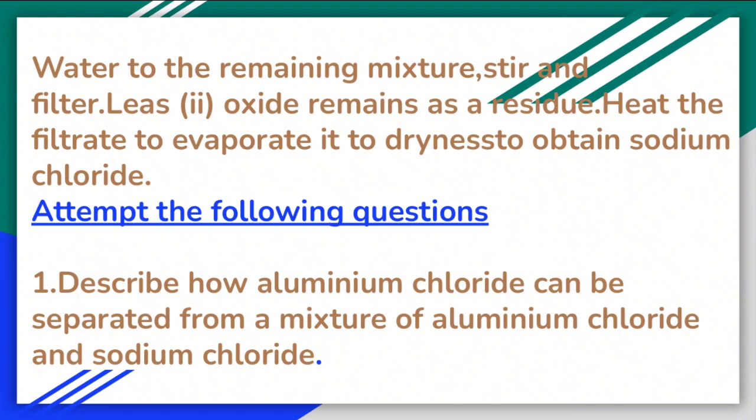Now with that, I would like you to just assess yourself whether you've understood the concept by attempting the following questions. The first one says, describe how aluminium chloride can be separated from a mixture of aluminium chloride and sodium chloride. So the hint there is, look for something or a substance that sublimes. Then, it's just that easy.